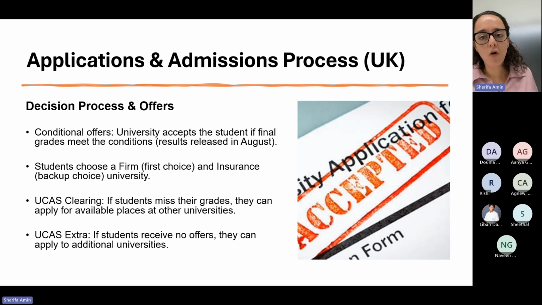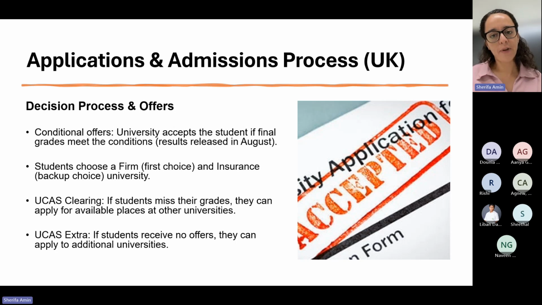And since offers are often conditional based on A-level performance, students have to continue to work hard to achieve the required grades in their final exams. Once all offers are received, students then choose their firm choice, which is their first choice university, and then a backup or insurance choice, typically with lower entry requirements, just in case they don't meet the requirements for their first choice.